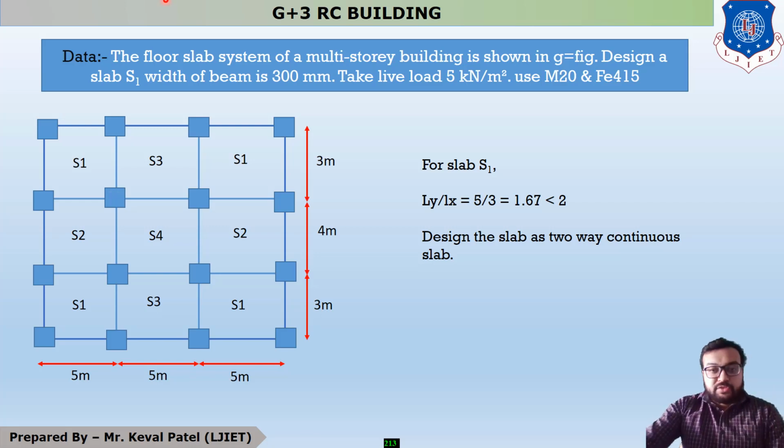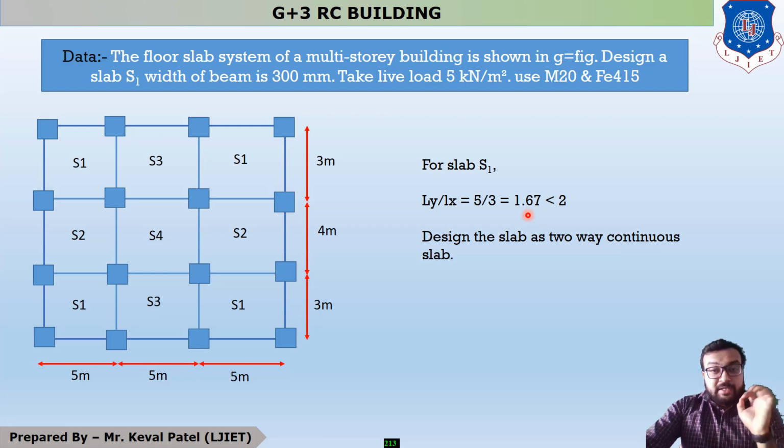Okay, so first of all, we have to decide whether your slab S1 is a one-way slab or a two-way slab. For slab S1, consider the Ly by Lx ratio, where Ly is your longer dimension. Your longer dimension is 5 meter and your shorter direction is 3 meter. So your ratio of Ly by Lx is 1.67. It means your ratio is less than 2.